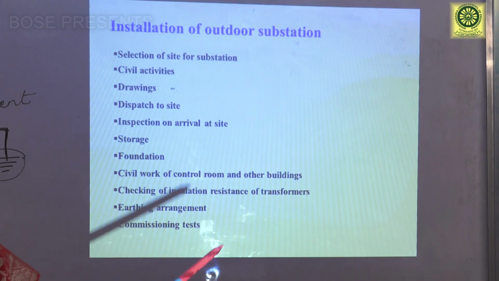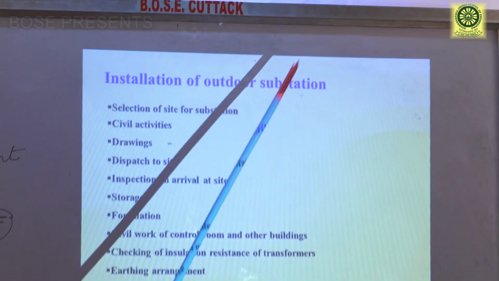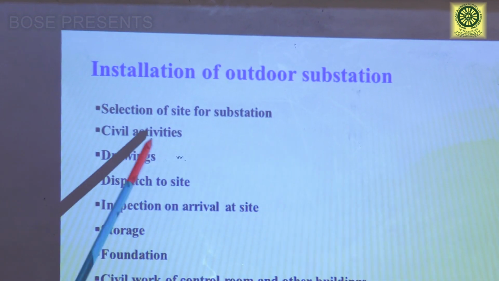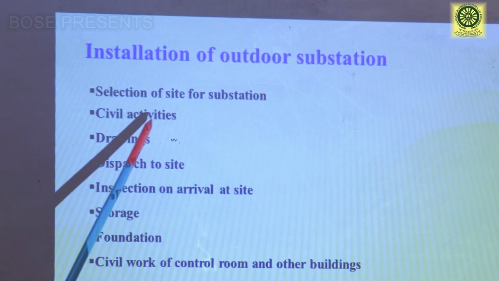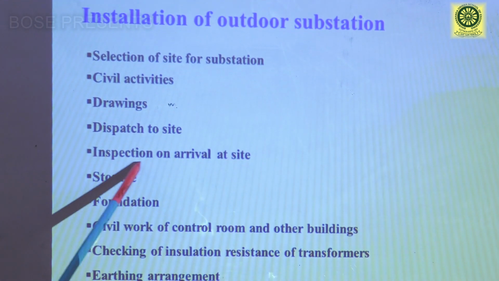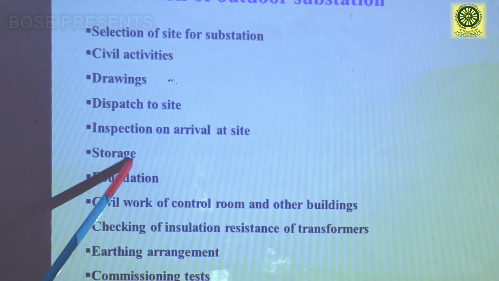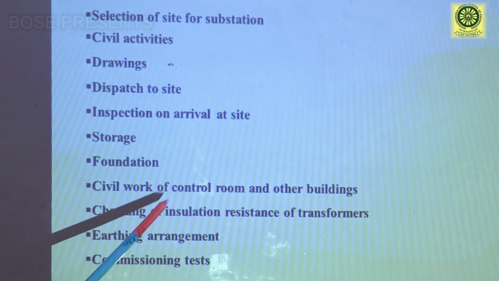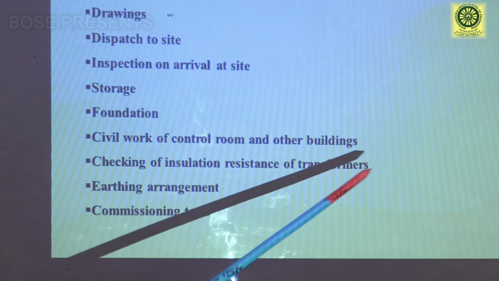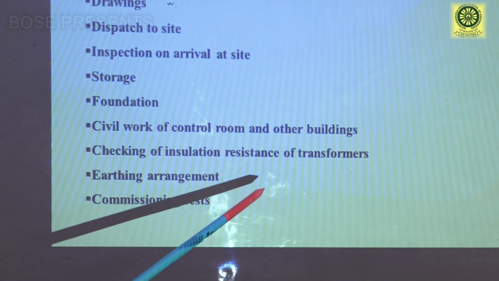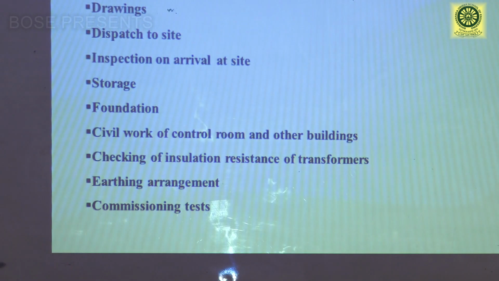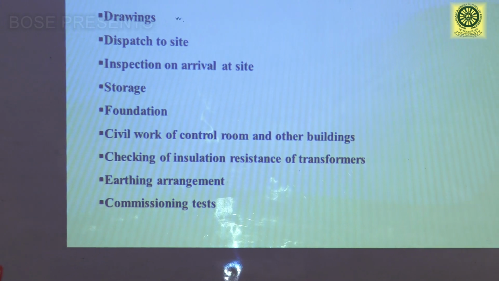Then the last topic, installation of outdoor substation. What are the points under installation of an outdoor substation? Selection of site for substation, civil activities, drawings, dispatch to site, inspection and arrival at site, storage, foundation, civil work of control room and other buildings, checking of insulation resistance of transformers, earthing arrangement, then commissioning test.